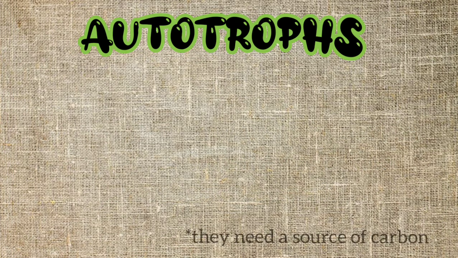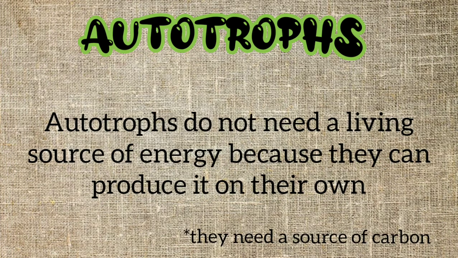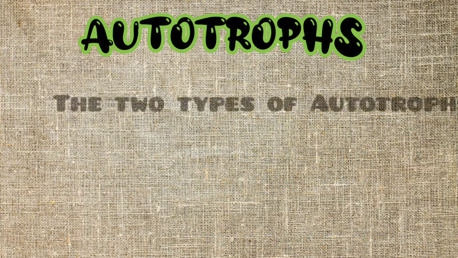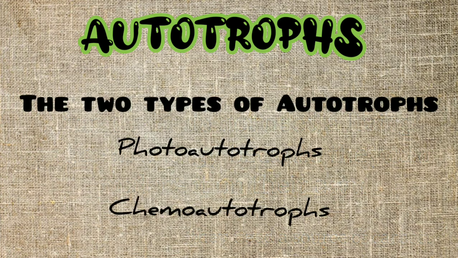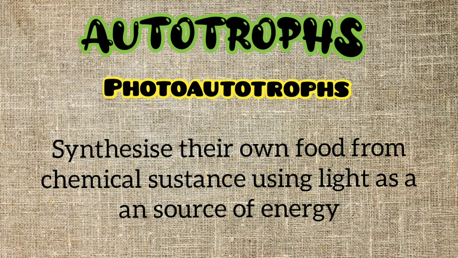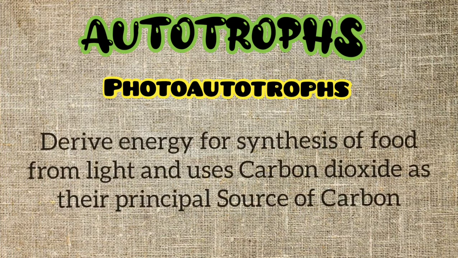Autotrophs do not need a source of carbon or energy because they are capable of producing it on their own with simple sources such as light and available chemical compounds in the atmosphere. This leads us to two different kinds of autotrophs, the photoautotrophs and the chemoautotrophs. Photoautotrophs. Photoautotrophs are capable of synthesizing their own food from chemical substances using light as an energy source. These organisms derive energy for food synthesis from light and are capable of using carbon dioxide as their principal source of carbon.